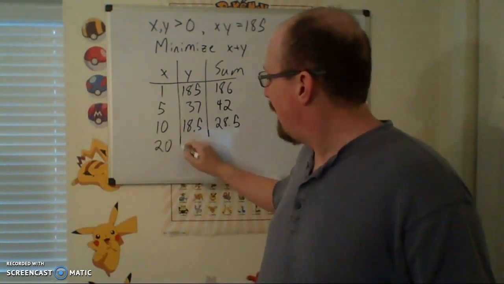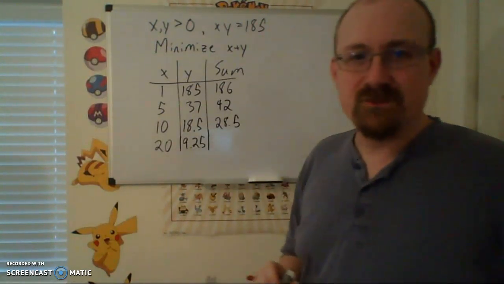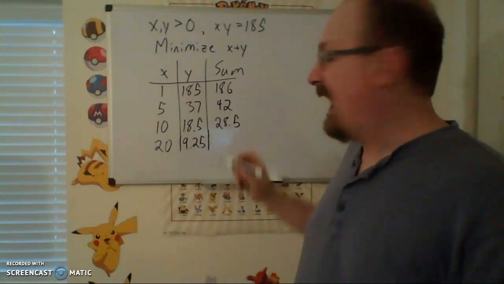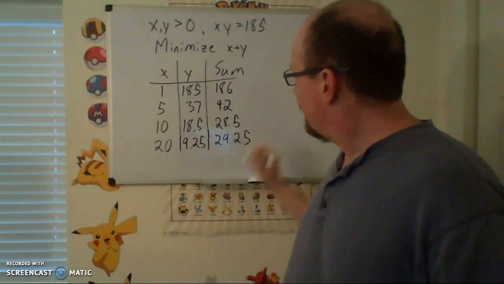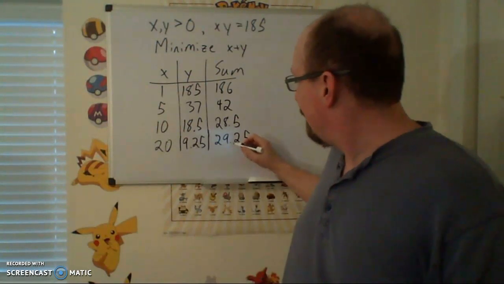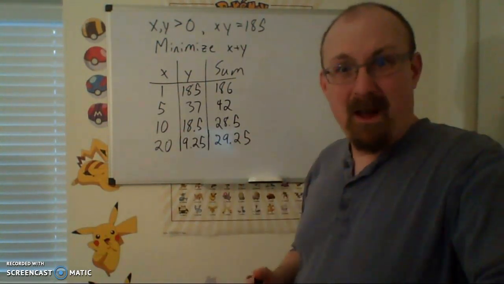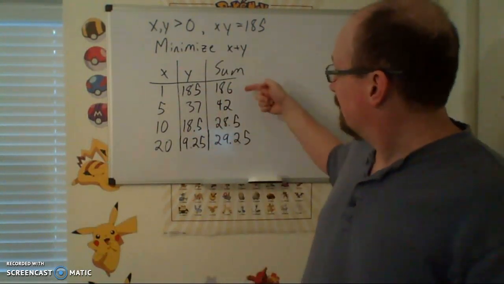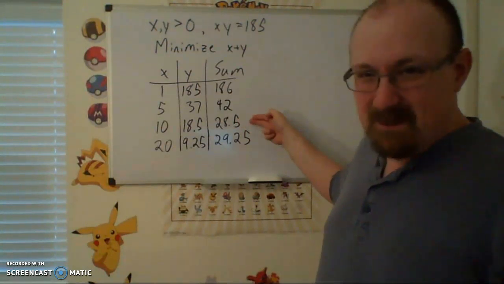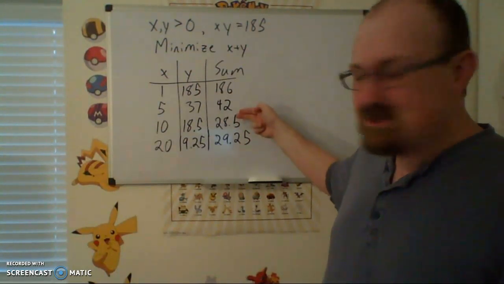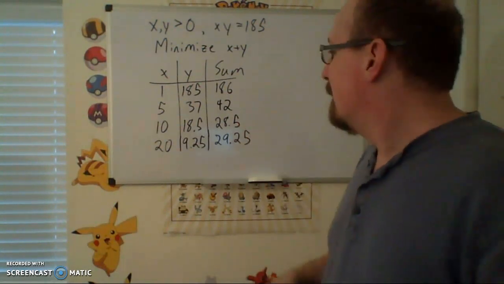So I scale x up to 20. Y would go down to 9.25. And the sum, when we add them together, is 29.25. So looks like now we've kind of bottomed out and we're starting to climb again, right? So it's not 100% clear, though. Is this our minimum? Is the minimum between these two? Is it maybe between these two somewhere? Did it keep dropping after 10?